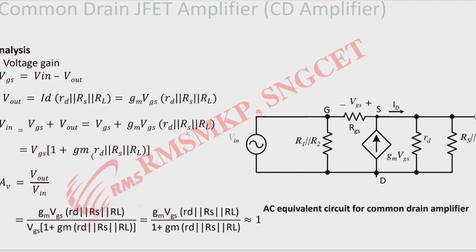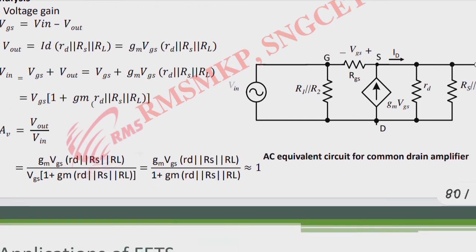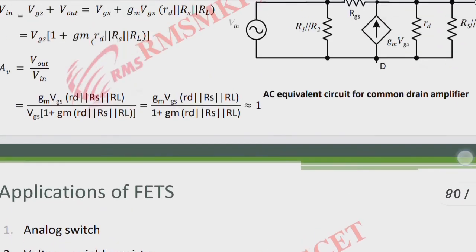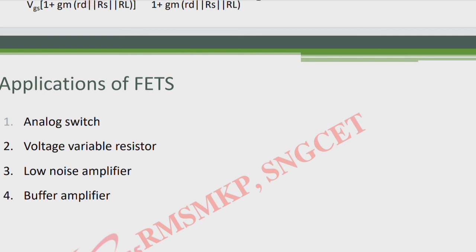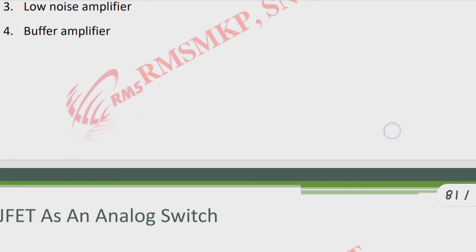AV is equal to Vout by Vin. The formula becomes 1. That's it, common drain amplifier. The applications of FET are analog switch, voltage variable resistor, low noise amplifier, buffer amplifier.